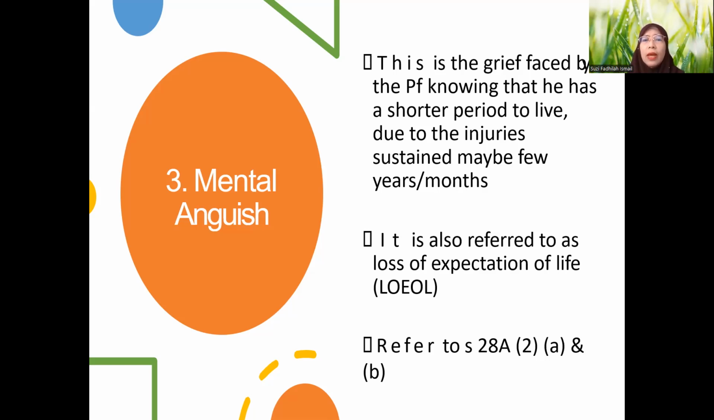Another name for mental anguish is loss of expectation of life. That's the proper name. Or if you want to use the acronym, LOEOL, loss of expectation of life. Now I'm showing you section 28A. Specifically, we are looking at 28A(2)(a) and (b).